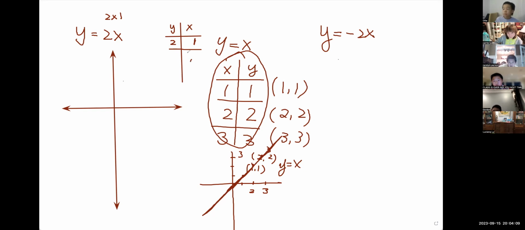So Gordon, can you give me another number? 8. Very good. So y equals what? 16. Okay, very good. Next one. Can you give me a number? 1 million. I hate you. How do I draw 1 million here? It's okay. 0.5. Okay, 0.5. So y equals what? 1. Okay, very good.